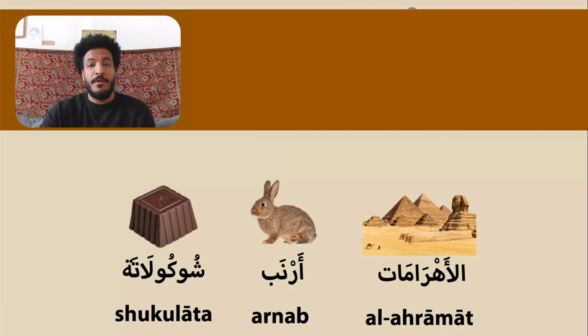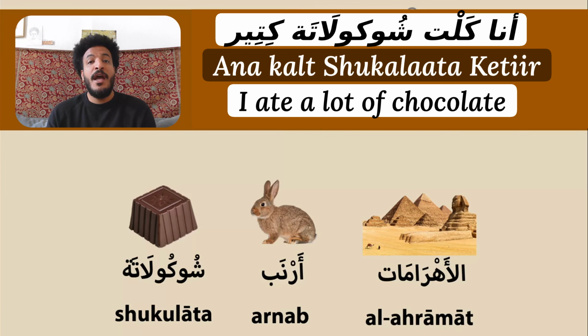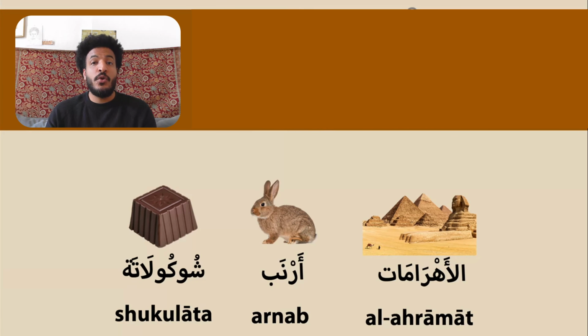And another thing that could be brown is شوكولاتة. شوكولاتة is chocolate. And to say a normal sentence for شوكولاتة, like I ate a lot of chocolate, we would say أنا كلت شوكولاتة كتير. And to say the chocolate's color is brown, we would say الشوكولاتة لونها بني.